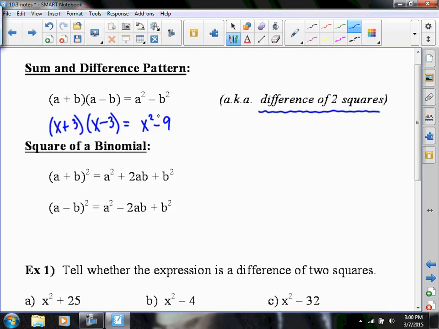It's a difference because it's subtracting, and it's two squares because this is x squared, and this is really 3 squared. 3 squared is 9, so this number is going to be a perfect square.